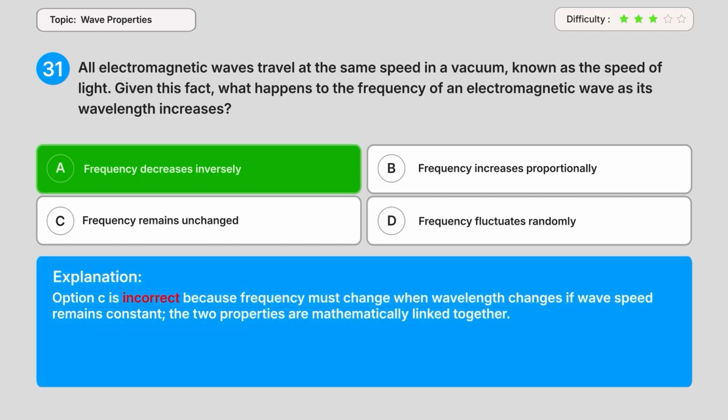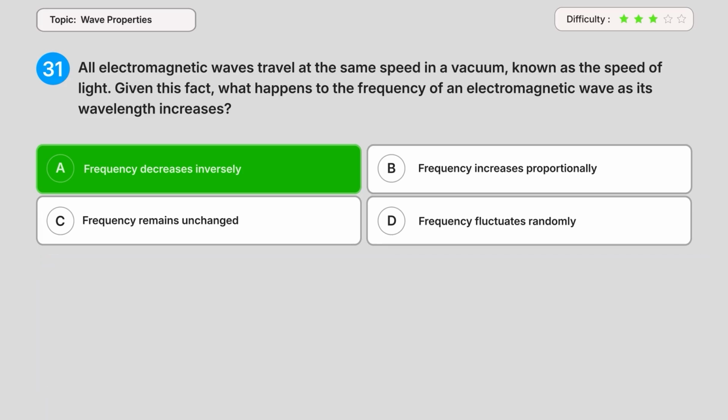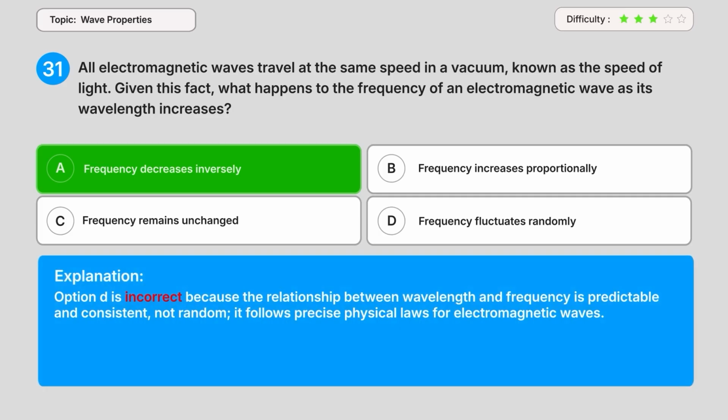Option C is incorrect because frequency must change when wavelength changes if wave speed remains constant. The two properties are mathematically linked together. Option D is incorrect because the relationship between wavelength and frequency is predictable and consistent, not random. It follows precise physical laws for electromagnetic waves.